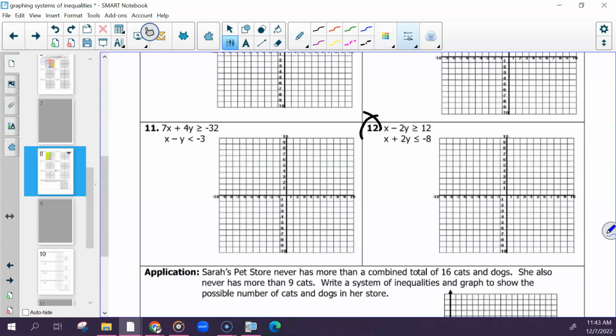In 12, you need to solve both of those inequalities. You're going to do the first one and then the second one. We would need to subtract x to the other side. So we have negative 2y is greater than or equal to negative x plus 12. Divide everything by negative 2. Y is now less than or equal to 1 half x minus 6.